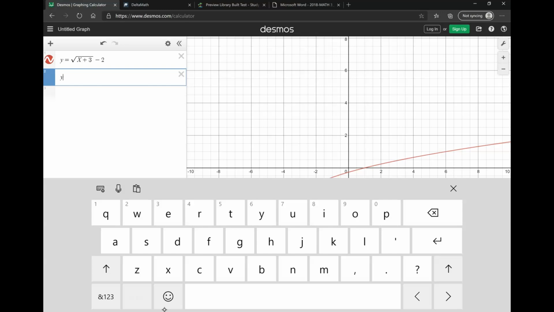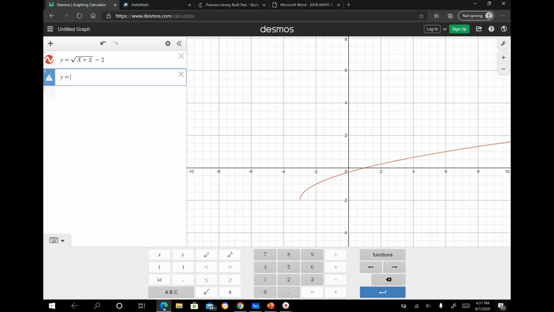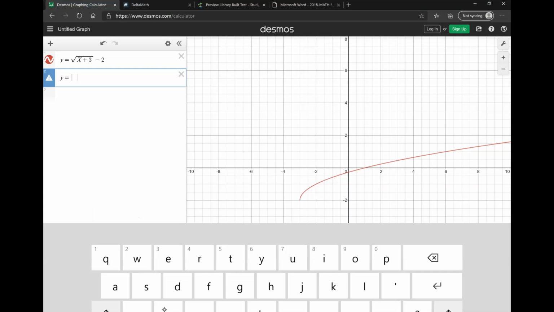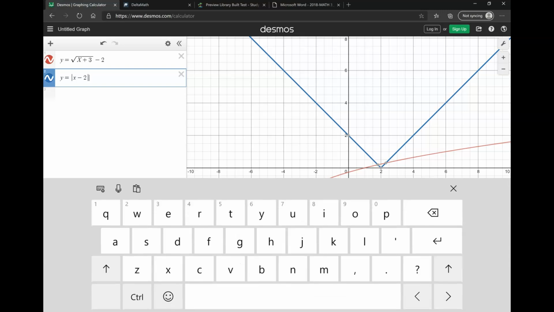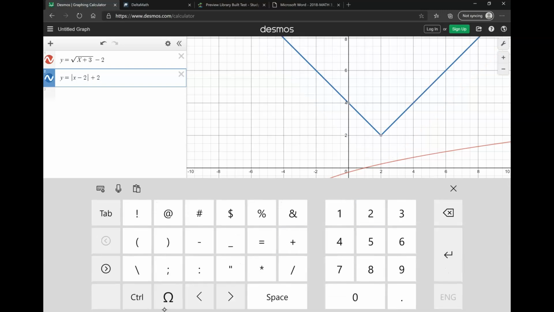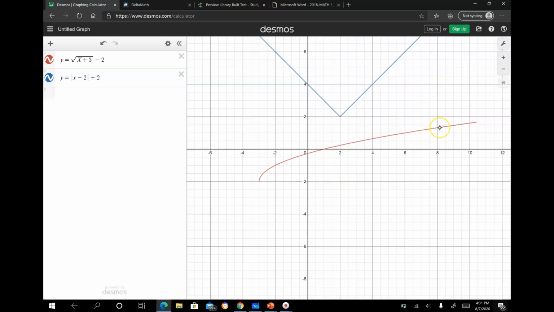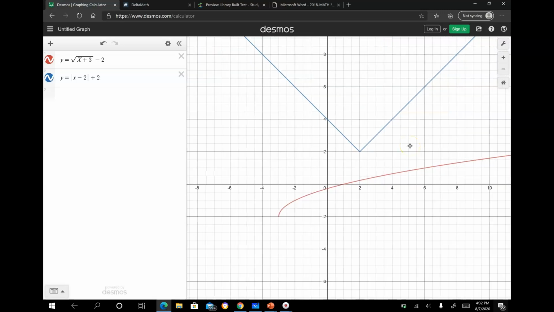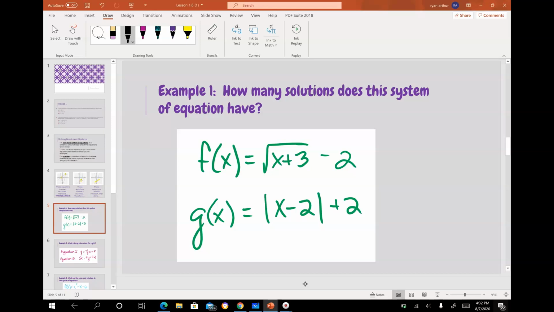Your second equation is y equals the absolute value of x minus 2. We're going to close the absolute value, and then it had a plus 2. Okay? So I want to know how many solutions. Well, remember we looked at the slide previous to this one? They have to intersect to have a solution. So, do these two graphs intersect at all? No, they don't. So, we would go back here, and this would be no solution.